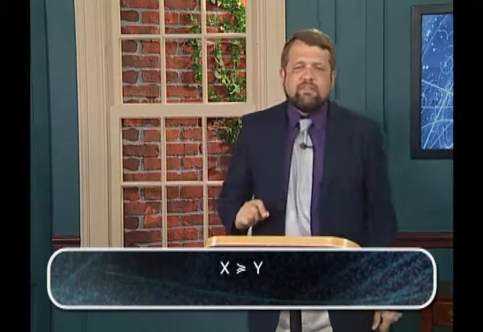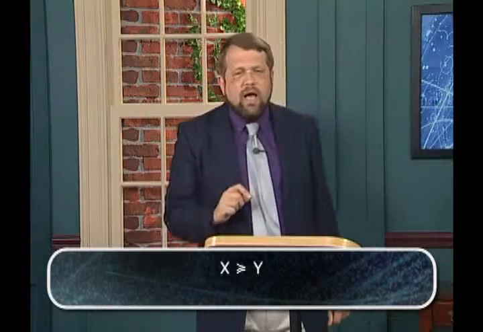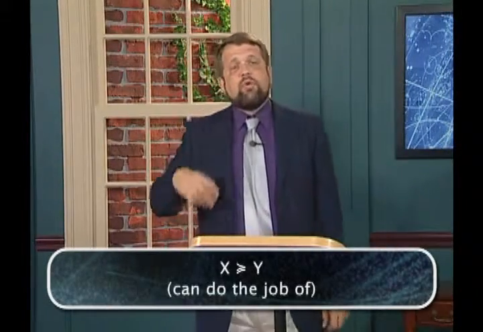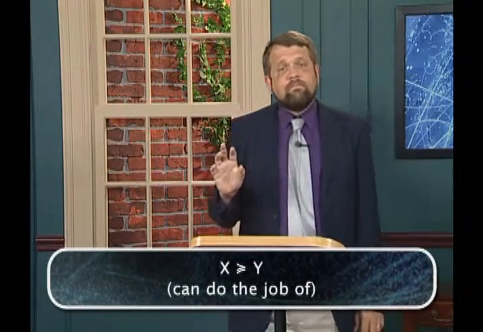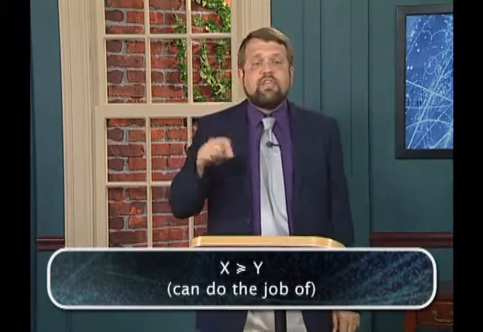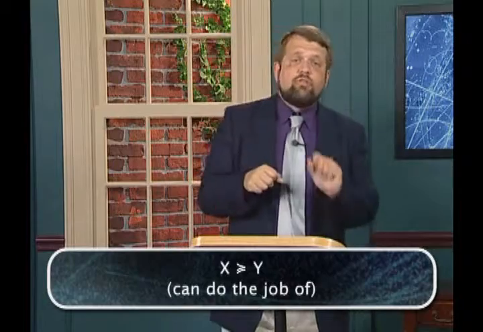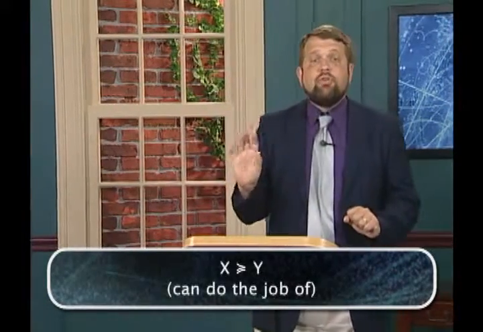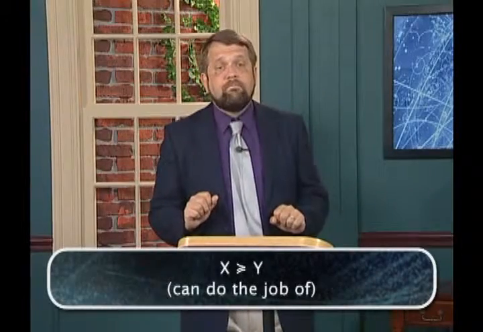So what's the funny little symbol? The symbol between X and Y means "can do the job of." And that means that the resource labeled X is able to perform the same task as the resource labeled Y. It may be able to perform others as well, but X can do the same job as Y. So let me give you a homey example so you know how to do this.